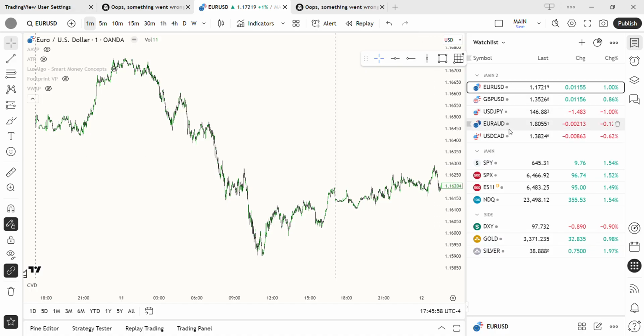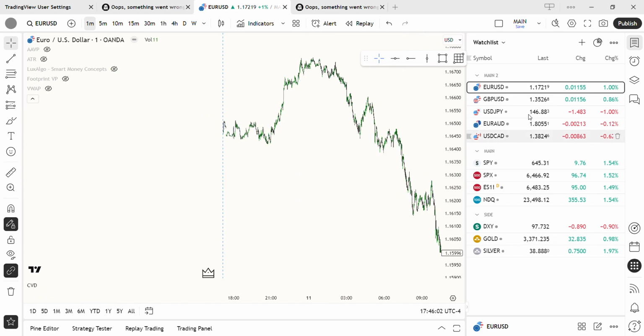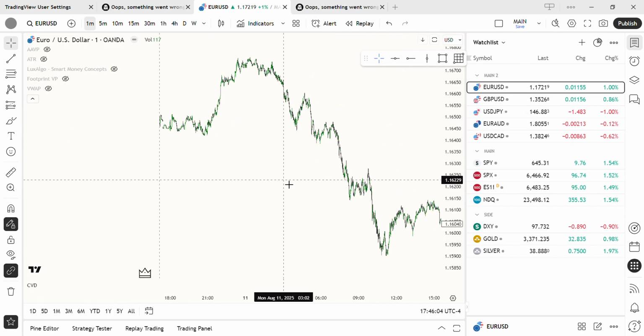Just stuff I've read about and seen on YouTube that are liquid, popular, with different types of price action, and different types of respect in terms of technical analysis versus fundamental analysis versus order flow and all that kind of stuff.